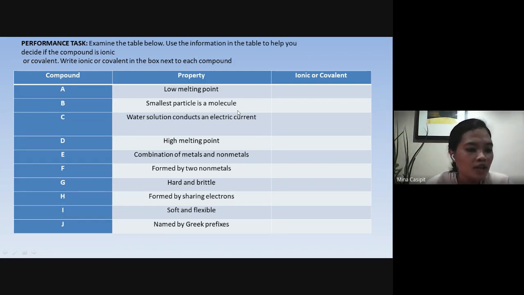Sino pa yung hindi nakapag-recite? Lover. Covalent, ma'am. Correct. Property ng covalent compound, yung formed by sharing electrons. Compound I, eto si Adam, hindi ko pa narinig. Adam. Fatima. Covalent po. Okay, correct. Property ng covalent compound, yung pagiging soft and flexible.